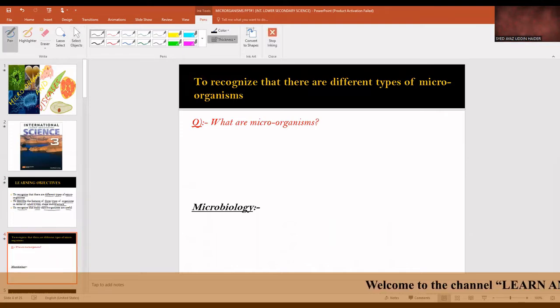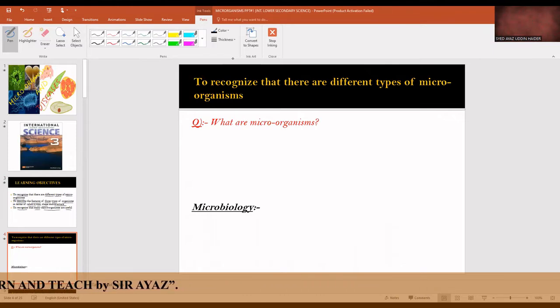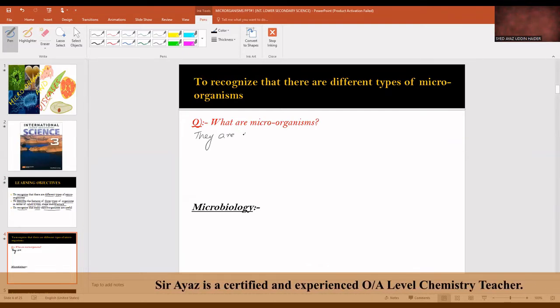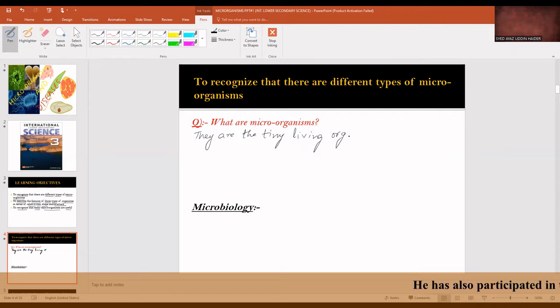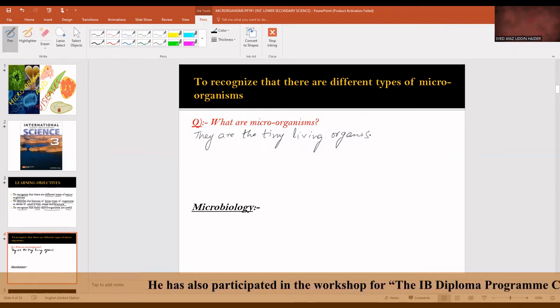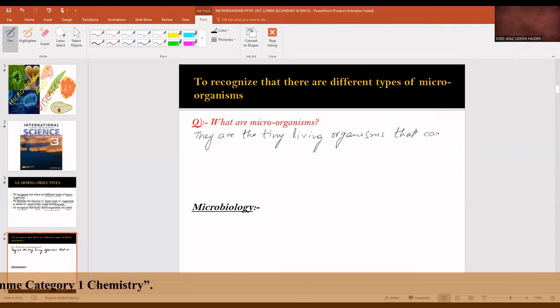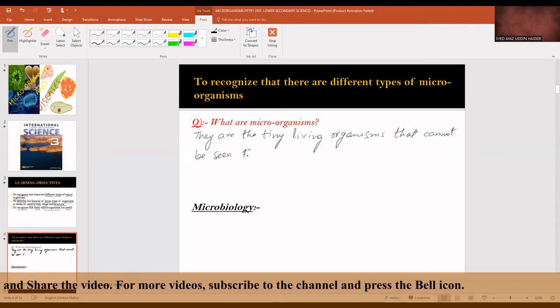What are microorganisms? They're the tiny living organisms that cannot be seen through naked eye.